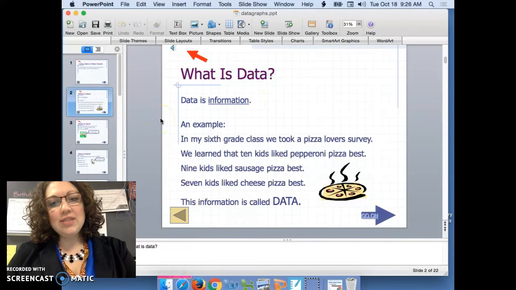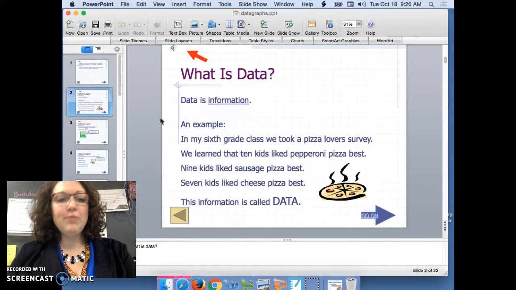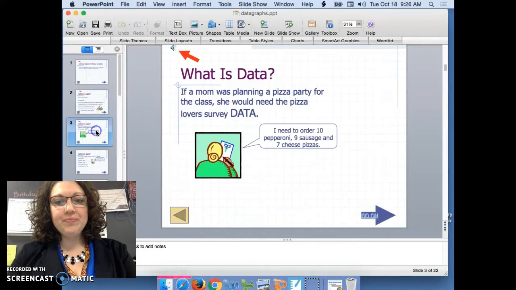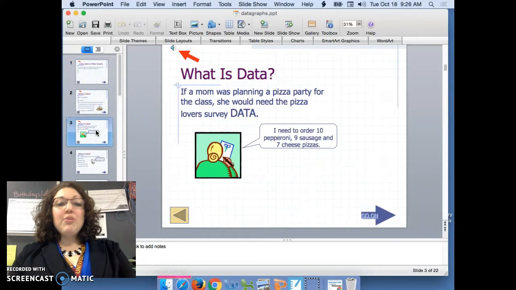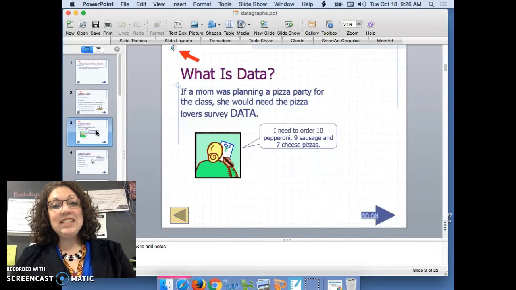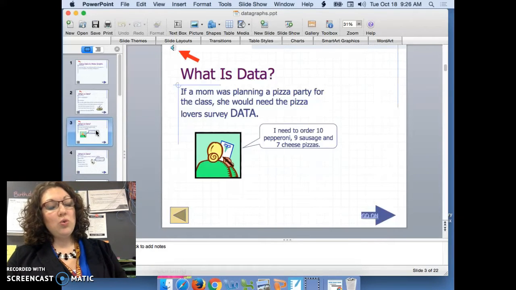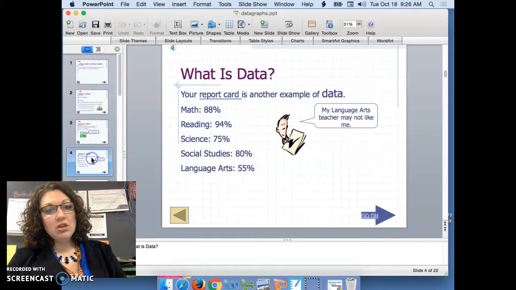In my 6th grade class, we took a pizza lover survey and we learned that 10 kids liked pepperoni pizza best. 9 kids like sausage pizza best. 7 kids like cheese pizza best. This type of information is called data. If a mom was planning a pizza party for the class, she would need the pizza lover survey data. She needs to know who likes what kind of pizza to know what type of pizzas to order.